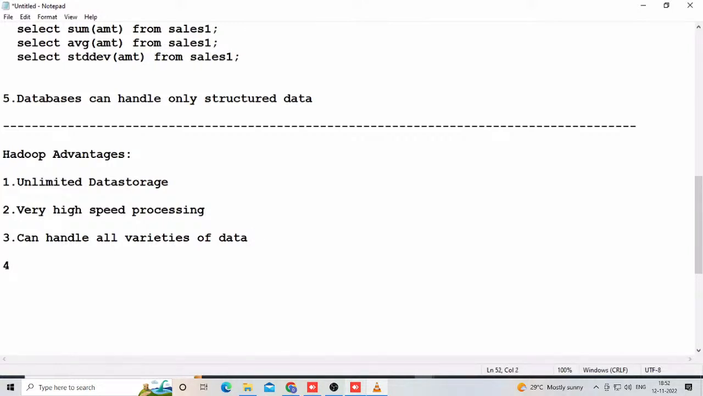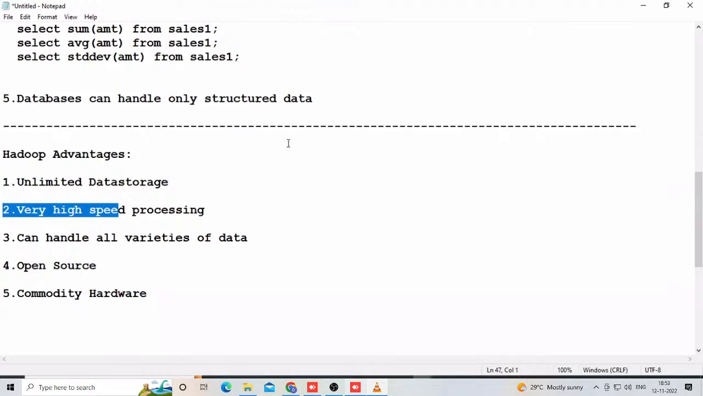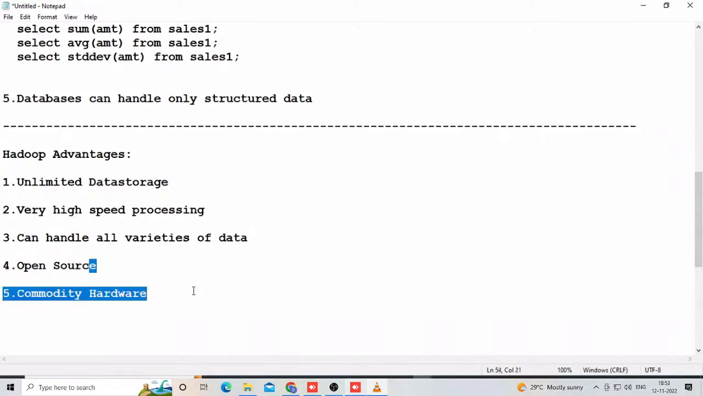And it's open source, no licensing required. Most of the products are from Apache. It runs on commodity hardware, not very highly configured systems. So Hadoop can run on any systems and any hardware, commodity hardware. It's open source and uses commodity hardware.